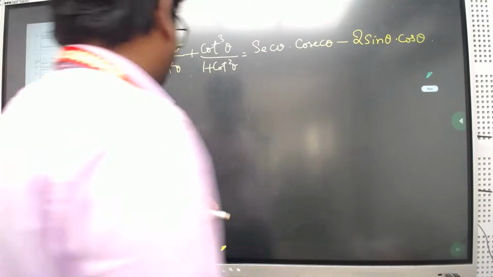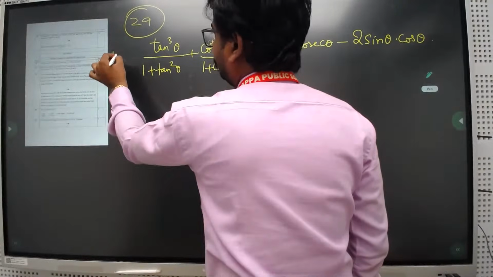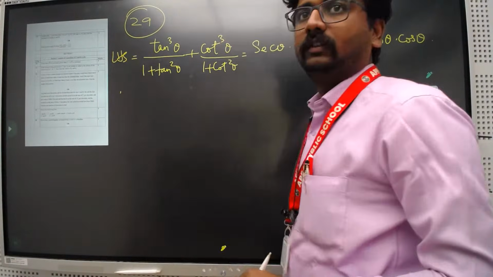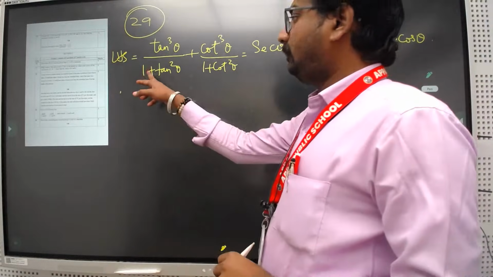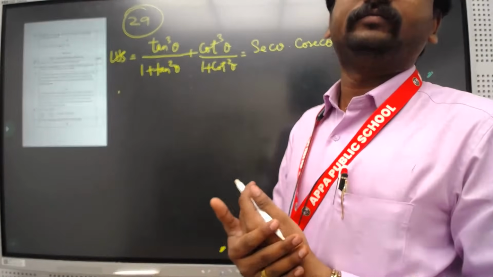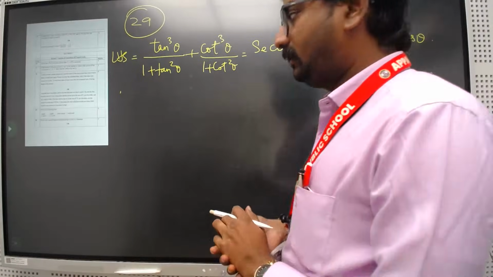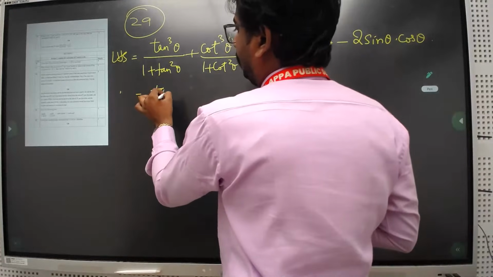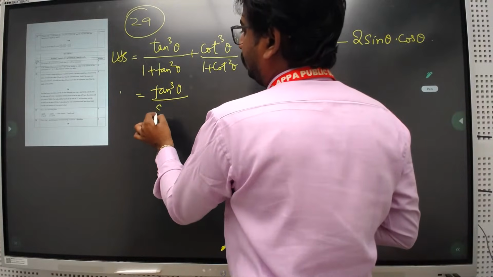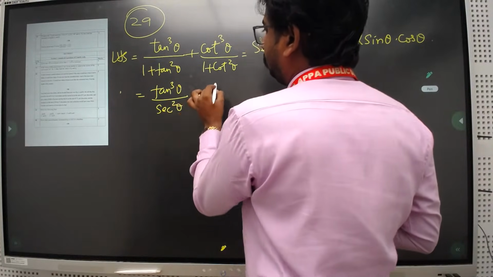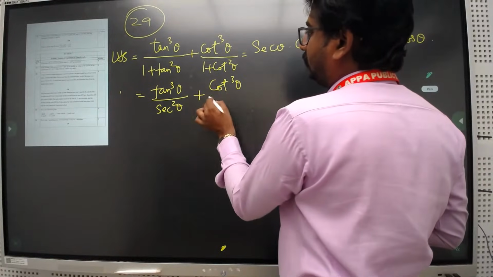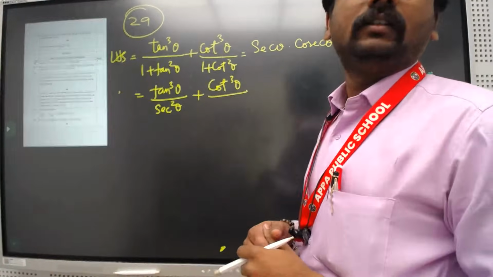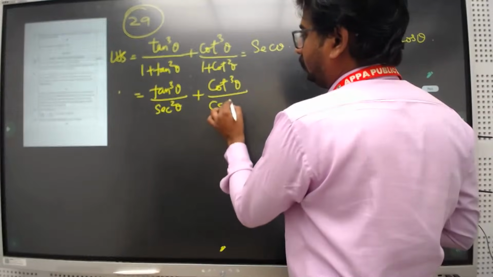First take LHS, everybody. LHS equals, what can be written as 1 plus tan square? Identities: secant square. Tan cube theta by secant square theta plus cot cube theta. 1 plus cot square can be written as cosecant square theta.